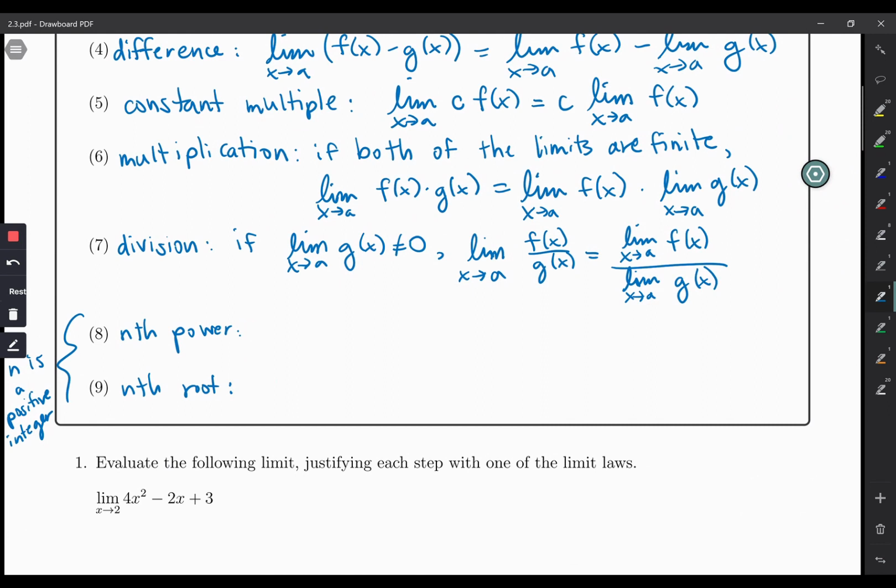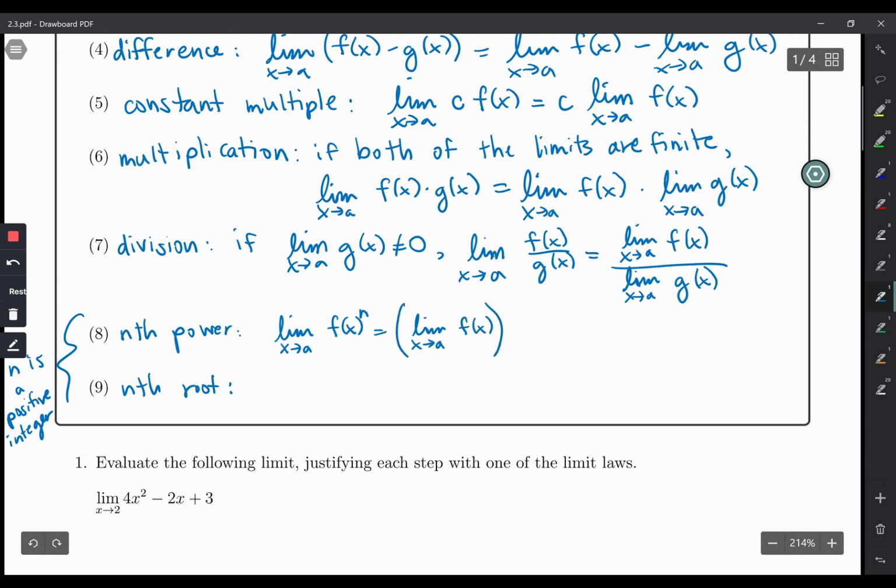So the first one, the nth power, says that if we have the limit as x goes to a of our function f of x to the power n, then that's the same as the limit as x goes to a of f of x. So we take the limit and then we raise that thing to the power n.